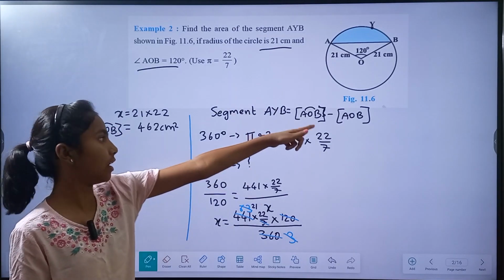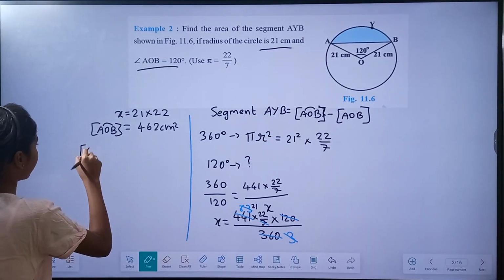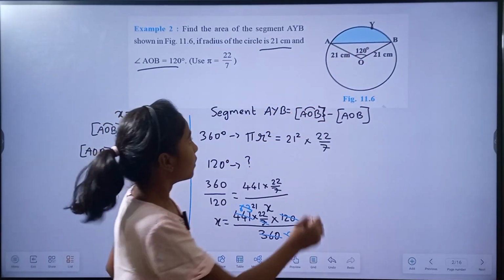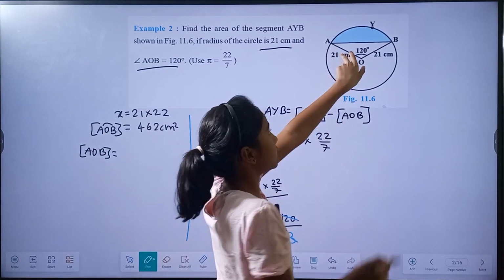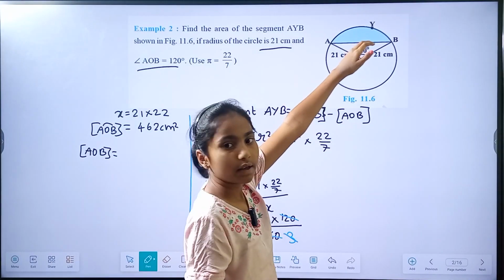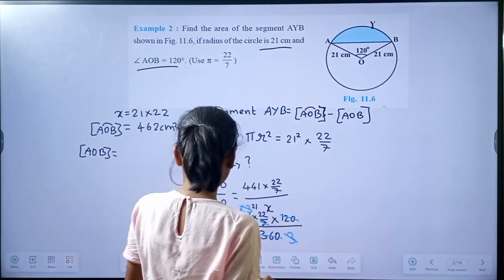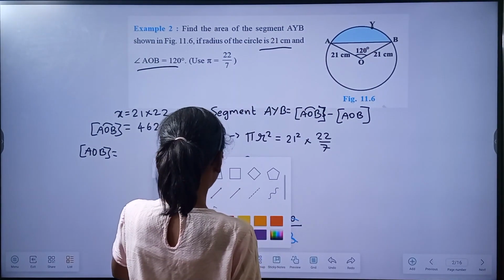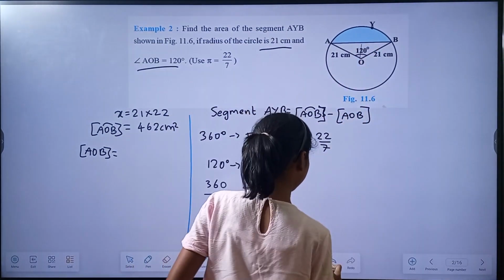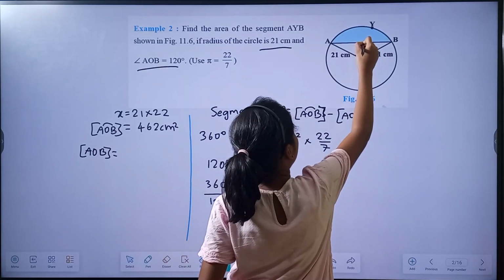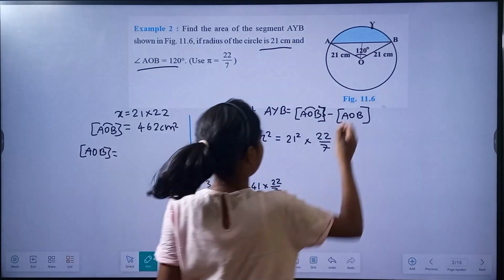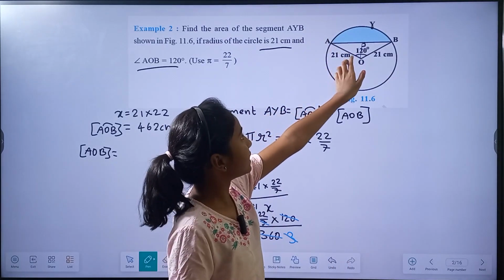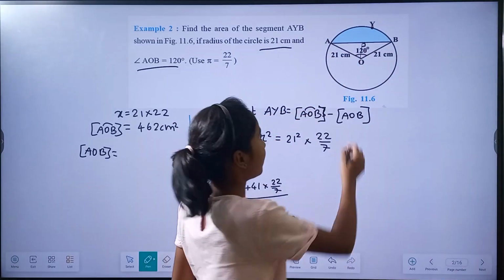Now we'll find the triangle area AOB. So this is the triangle AOB. Since both sides are 21 centimeters, AOB is an isosceles triangle. We can draw a perpendicular distance from O to AB, that is the height. We can label it 90, and since it will also bisect the angle AOB, it will split the angle.